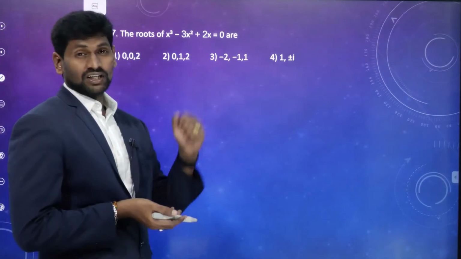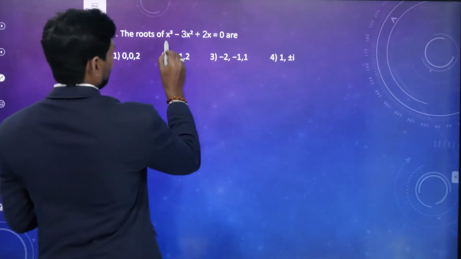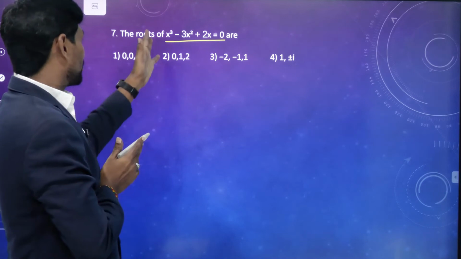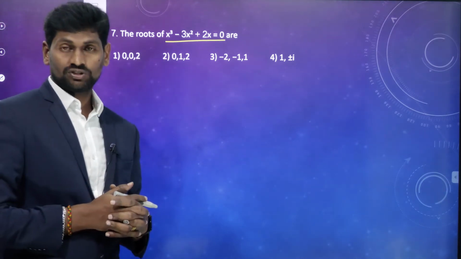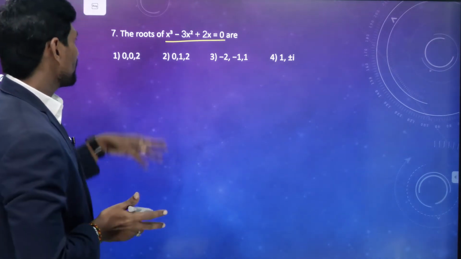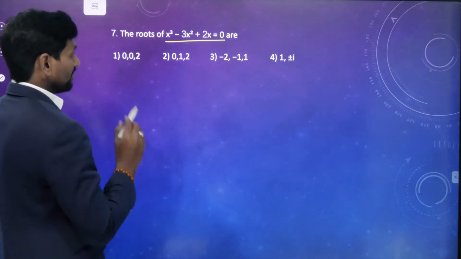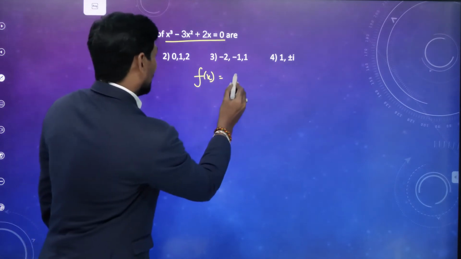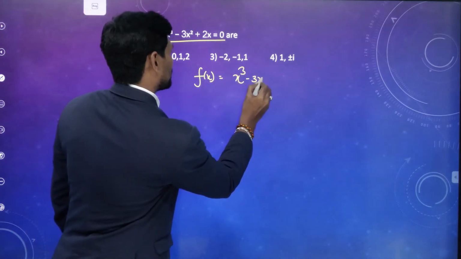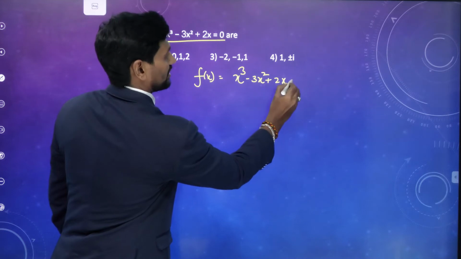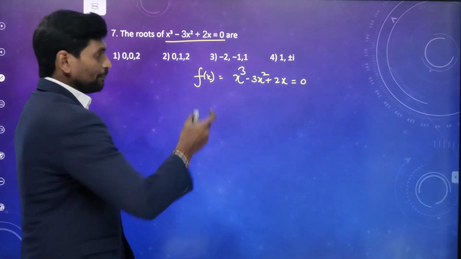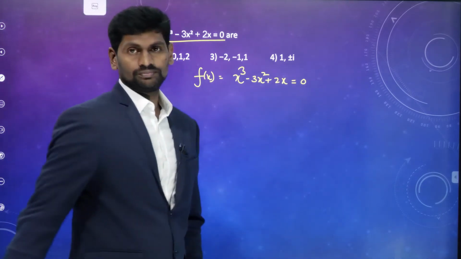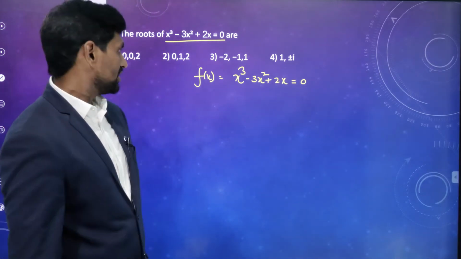Now we need to find the roots of the polynomial x cube minus 3x squared plus 2x equals 0. While you are observing, I am writing the polynomial here: f of x equals x cube minus 3x squared plus 2x equals 0. A cubic polynomial should have 4 terms, so one term is missing. There is no constant term.